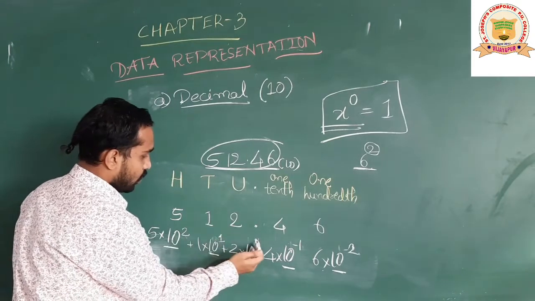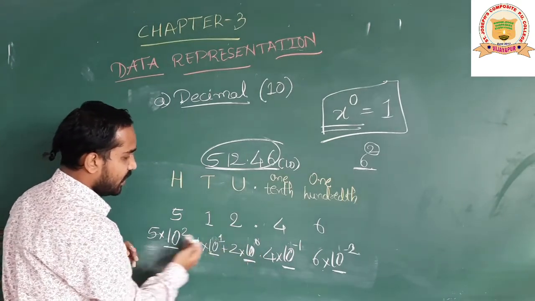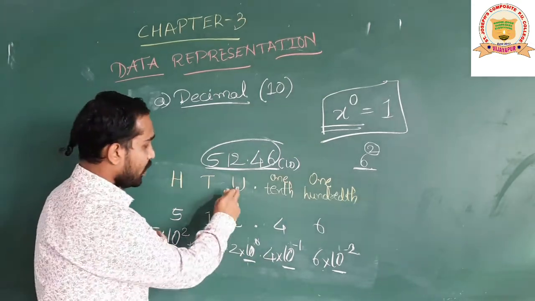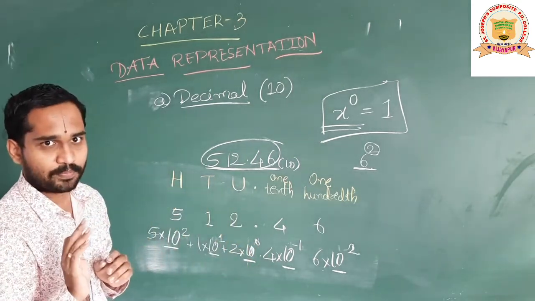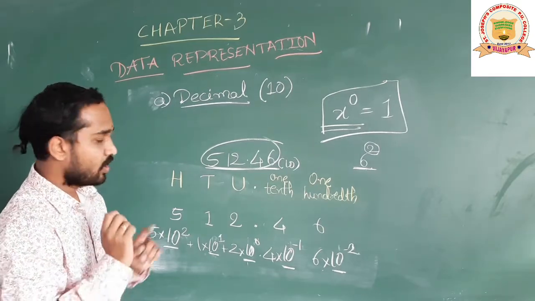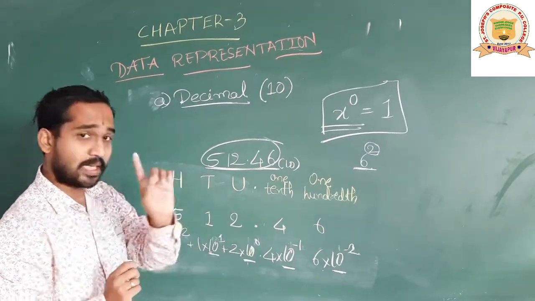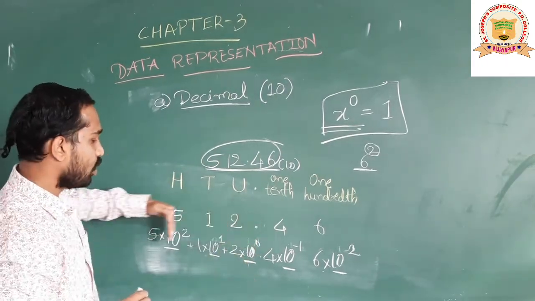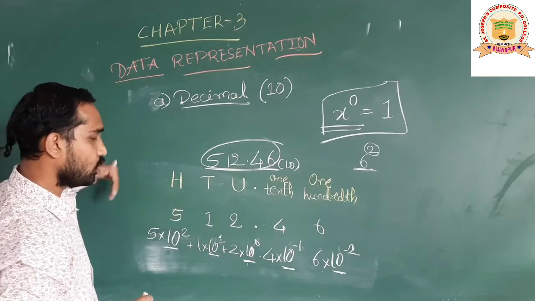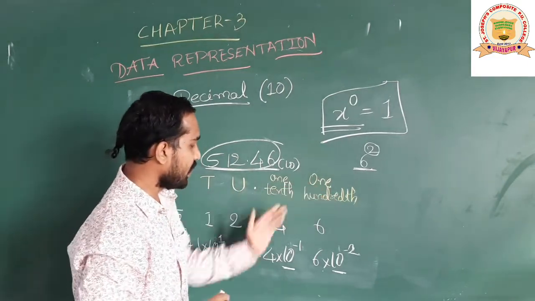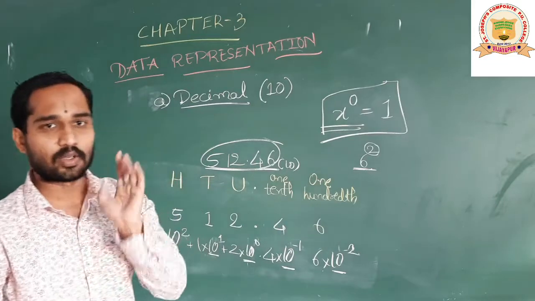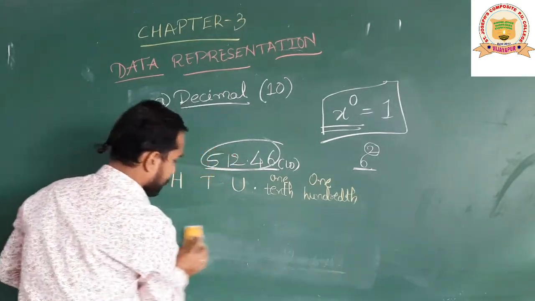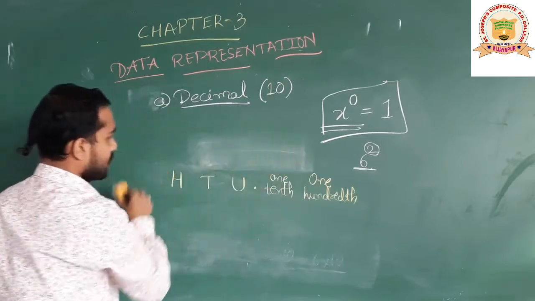When you go to the left side, from 0 it starts and goes on increasing. The unit place must have 0 as the power, because you have to get 1 there. Anything raised to 0 is 1, hence 10 raised to 0. As you go to the left, it goes 0, 1, 2, 3. When you go to the right, it goes minus 1, minus 2, minus 3. Did you understand that?